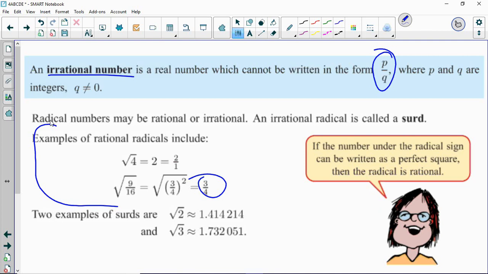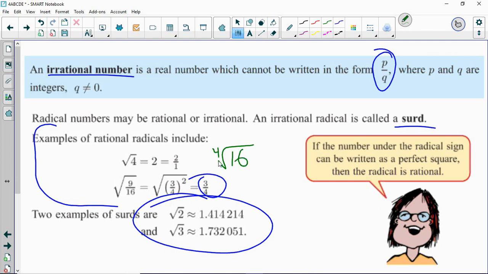If a radical is irrational, it gets a special name. It's called a surd. And that might be a new word to you. Two examples of surds we have down here at the bottom. Again, that's just a square root that doesn't have a perfect square under it. Two more examples: a rational radical might be the 4th root of 16, because the 4th root of 16 is 2. And a surd might be the 4th root of, say, 15, because there's no perfect 4th power equal to 15.